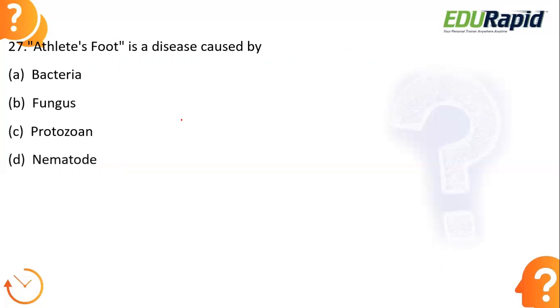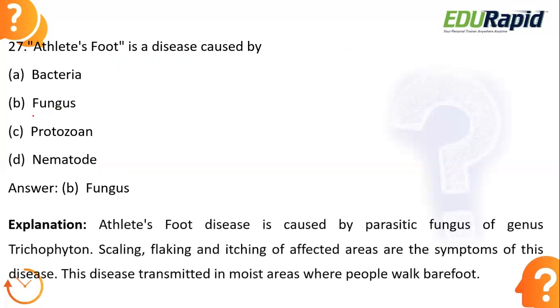The next question: athlete's foot is a disease caused by bacteria, fungus, protozoan, or nematode. And here the right answer is option B, fungus. For foot and mouth disease, the causative agent is a virus, but for athlete's foot, the causative agent is a fungus.